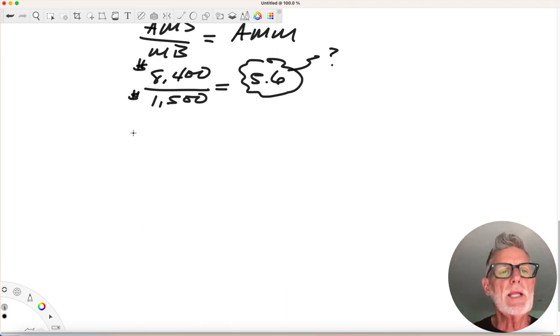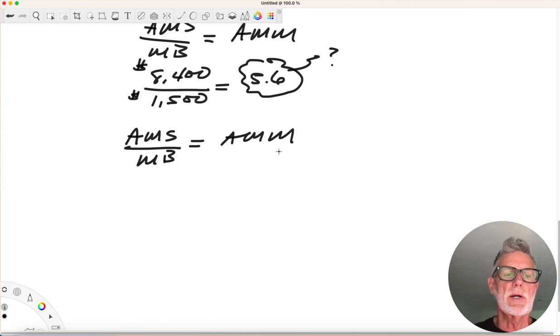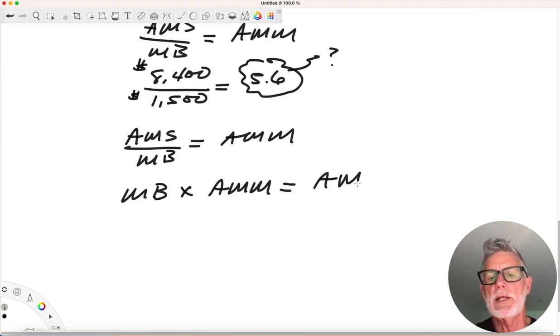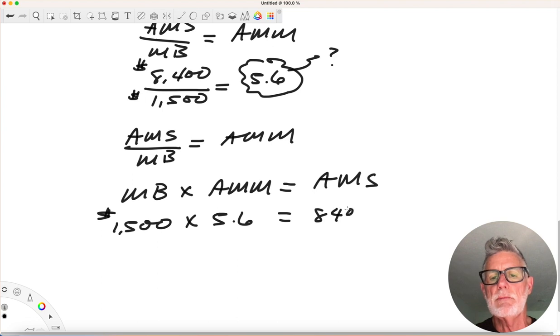We can take AMS over MB. It never hurts to write it again. The more times you write it, the more likely you are to remember it. And we can rearrange that. You go, really? Yeah, we can say that that's the monetary base times the actual money multiplier equals the actual money supply. So we can just rearrange this. If you take the 1,500, the monetary base, and you multiply it by 5.6, you get the 8,400.